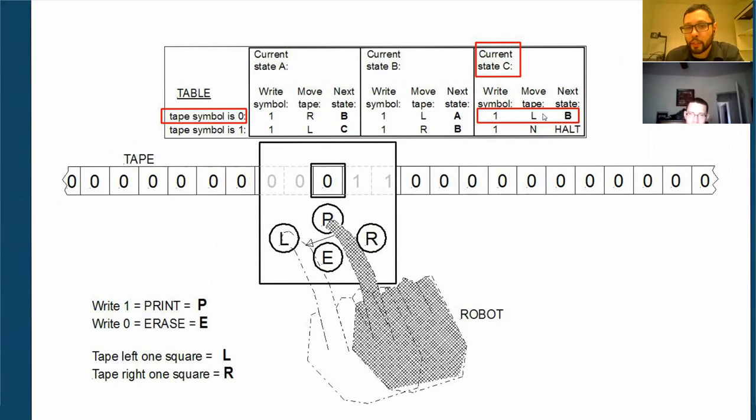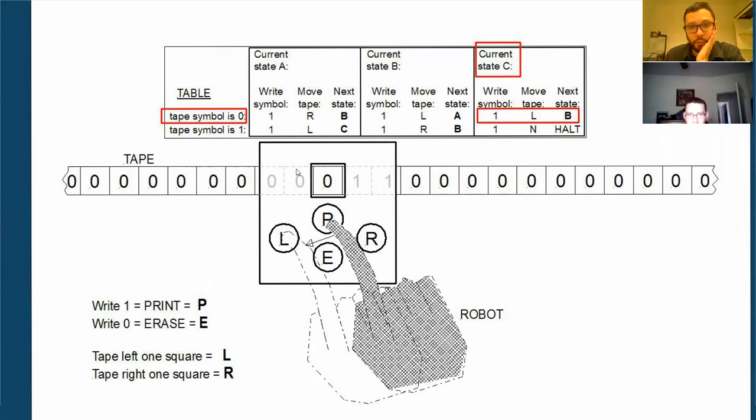Then it says move the tape left, so we move one space to the left, and now we're looking at the next space over. And then it says move to state B. So we were in state C, and now we're in state B. One more time: on the cell, the input is 0. What it says is change that cell to 1, move the tape one space to the left, and then set your state to B.